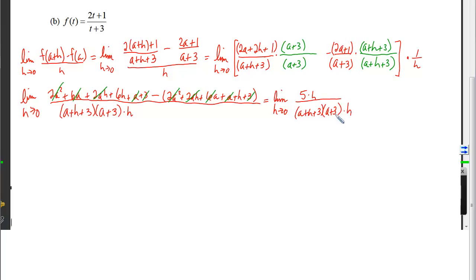Now notice, the whole reason we went through this process was to get rid of that factor of h on the bottom that was causing us grief. And we've now done that. So now h equaling 0 is no longer a problem, and I can get 5 over an a plus 3 times another a plus 3, which gives me 5 over a plus 3 squared. This will be the derivative at any value of a.